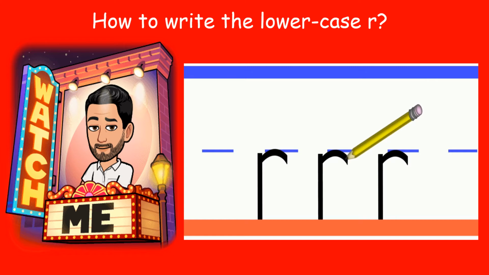To write the lowercase r, we are starting from the middle line. And we draw a line straight down all the way to the red line. And then we go back up and curve a little bit around. So I want you to try writing the lowercase r in your whiteboard. Practice writing the letter r on your whiteboard.